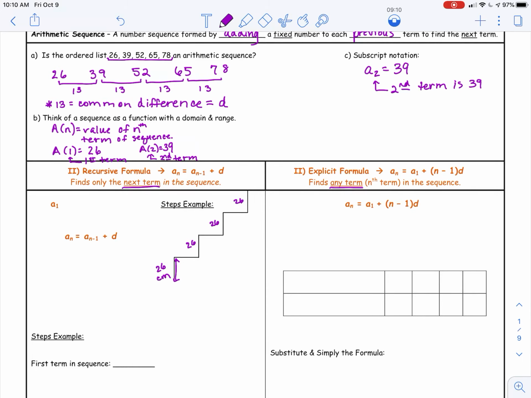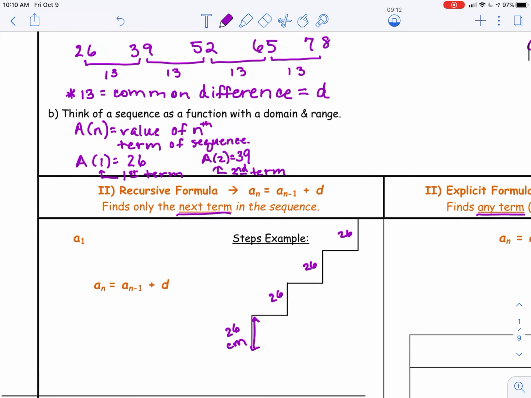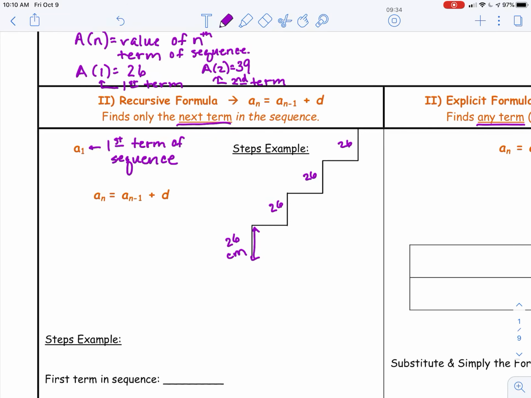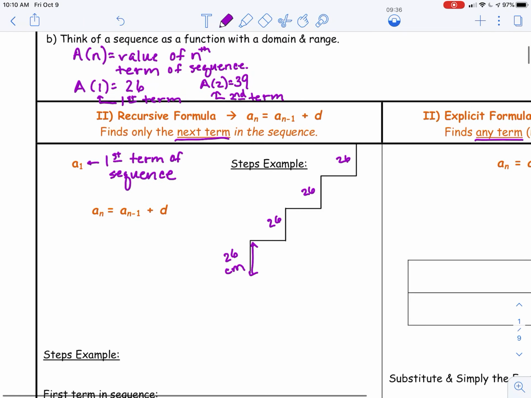Now you notice off to the left here, I have this little a with a subscript of 1. What that means is this is the first term. Notice how it has a little 1. That 1 indicates that this is the first term of the sequence. So we're going to write a sequence here using our formula and find out some information. The recursive formula, you're going to notice it's right there. I have it written next to recursive formula. I wanted it there so it's easy for you to reference.